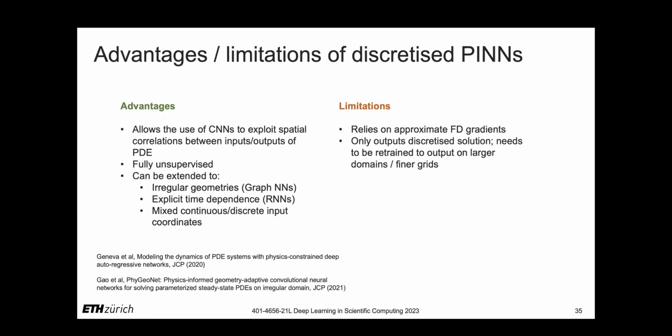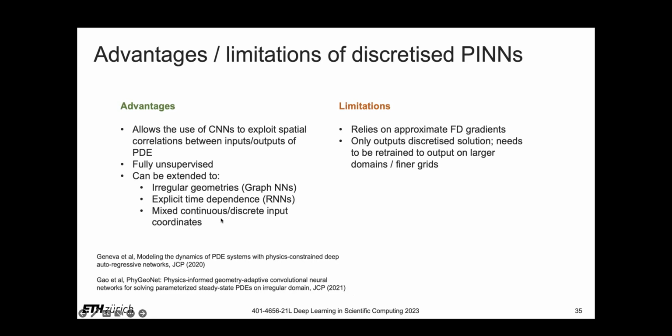Okay, so let's just summarize these discretized PINNs, because that is quite a whole subject in itself, and there's been a lot of work in that area. And as you were describing, there are advantages and disadvantages that you need to think about. The advantage is that they allow you to use these CNNs to exploit the spatial correlations in the solution, so you have a better inductive bias of the network. They are fully unsupervised, so you can train without any data.